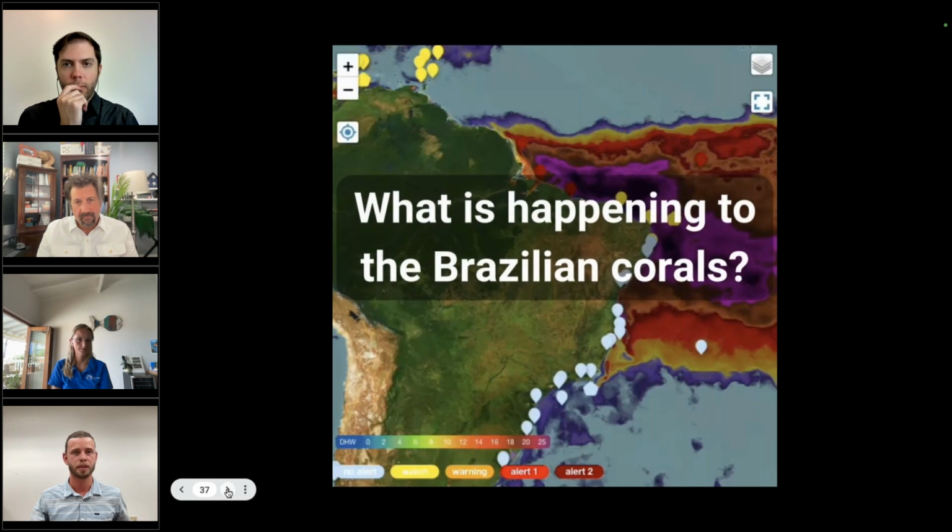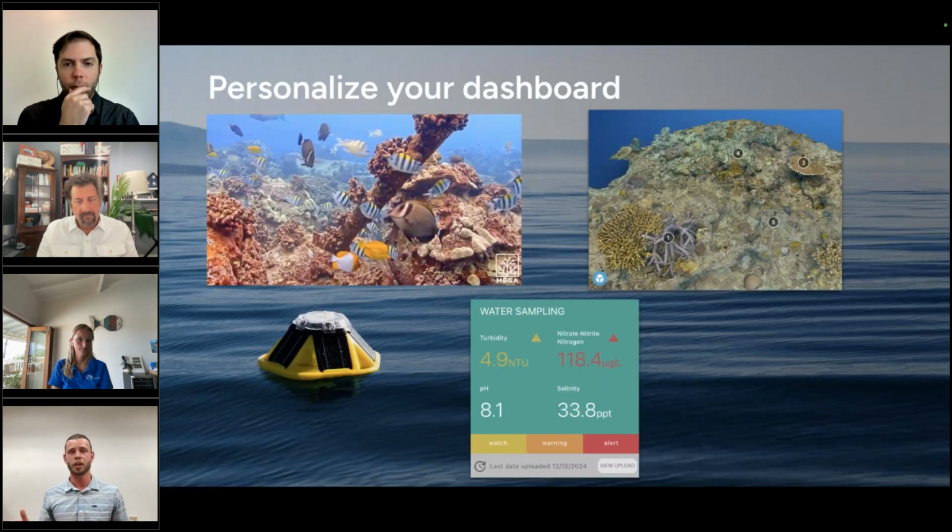All right. So the dashboard is flexible. You can personalize your dashboard in any way that fits you the best. For example, you can add a live stream, 3D models, water quality data, a Sofar Spotter, surveys, or just use the included satellite data. It's completely up to you to decide how your dashboard will look like and how it will function.